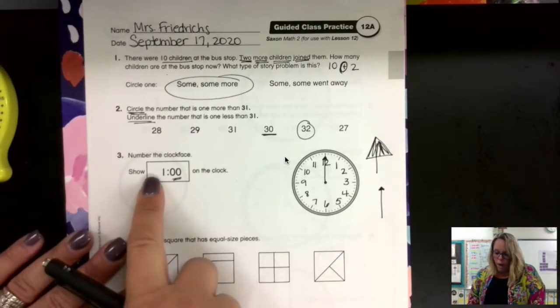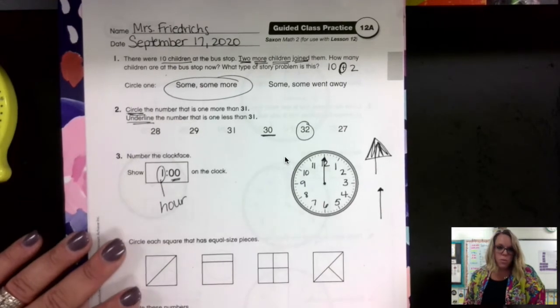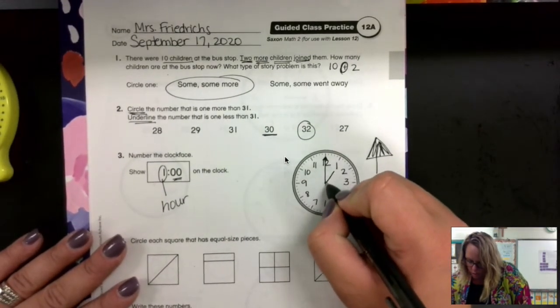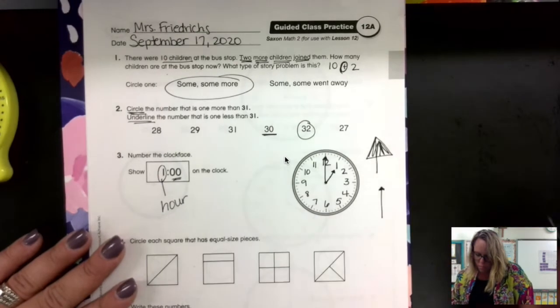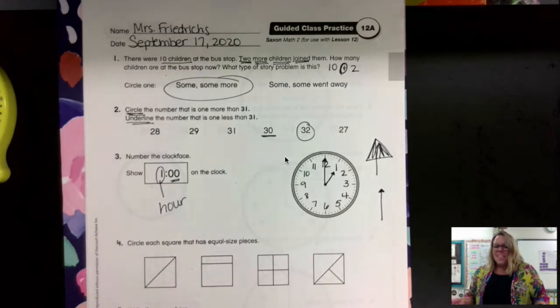Now, 1 o'clock. This is my hour, remember? So that is where I need to show my hour. So my hour hand is going to be pointing at the 1. Try to make sure that it's at the 1 and not in between the 1 and the 2, or before the 1, because we want to really show that it's 1 o'clock.